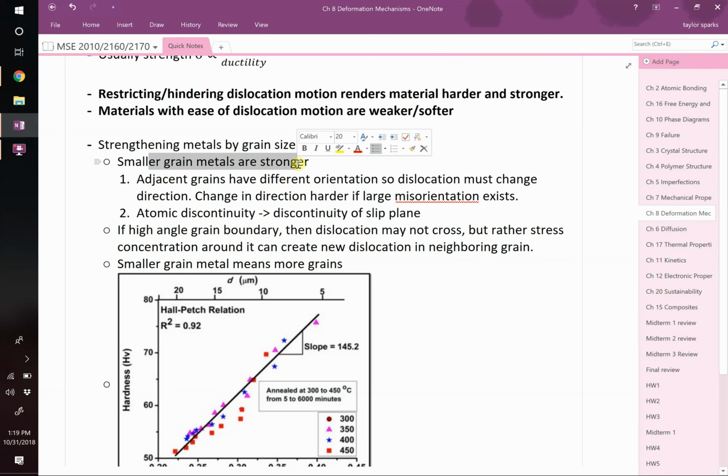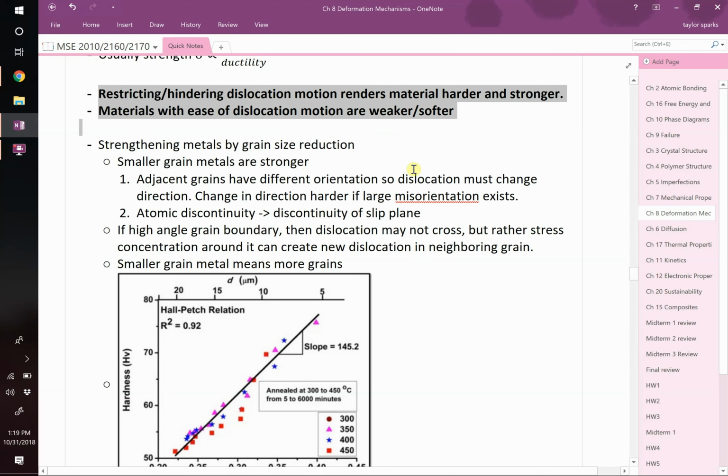All of that means that it's harder for the dislocation to move. And the rule that we learned last time, that restricting or hindering dislocation motion, that is a harder, stronger material. If that dislocation can't move easily, it's a harder, stronger material. So small grain boundaries help us do that. Okay?